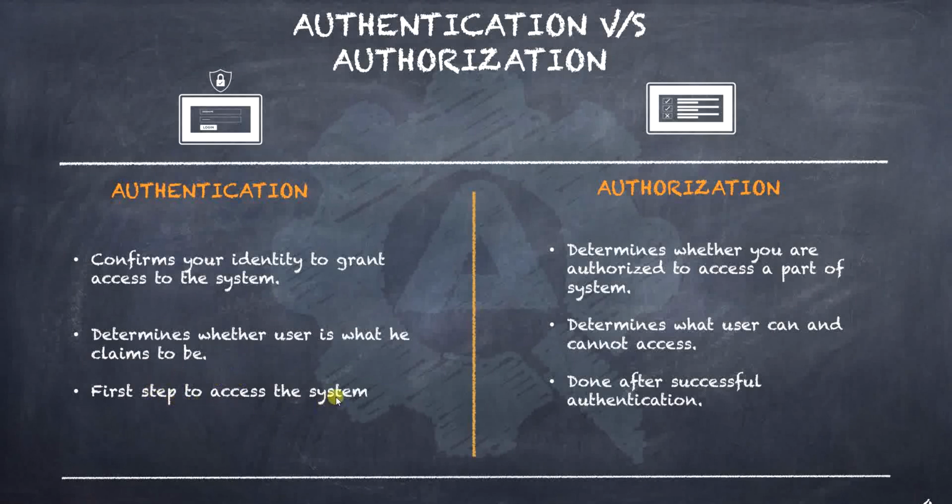Authentication is the first step to access the system. When we presented the ATM card as well as the secret code, it was the first step to access the ATM machine. Authorization follows after successful authentication. Basically, once the authentication was done for the ATM machine, we were able to access the account and do various operations on it. And thus, authorization follows after successful authentication.